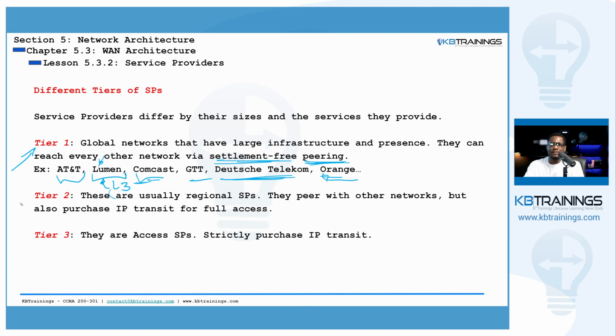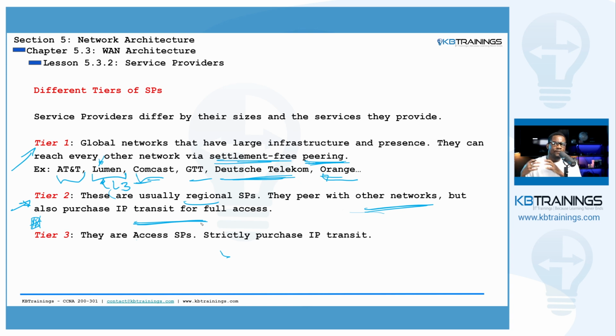We also have tier 2 service providers. These are usually regional. They are usually in a certain region, and they're sometimes limited to that region, or they might be in 2 or 3 different regions at the same time. They peer with other networks, but also purchase IP transit, which means that they can peer with a different network or a different service provider with which they are at the same level. They can peer for free.